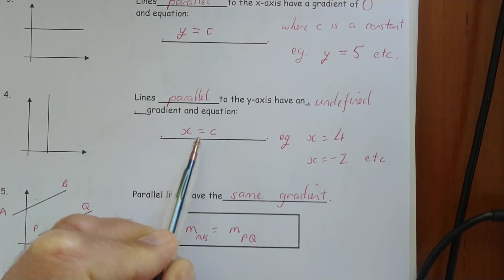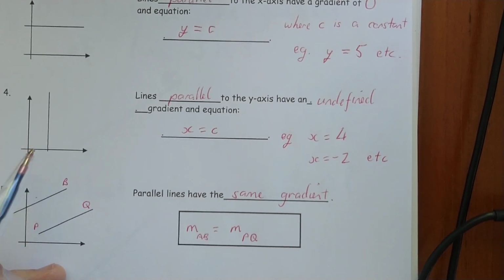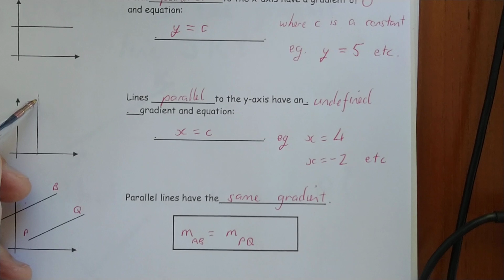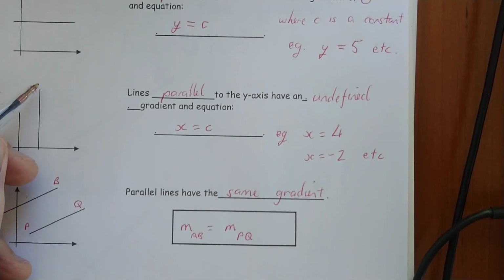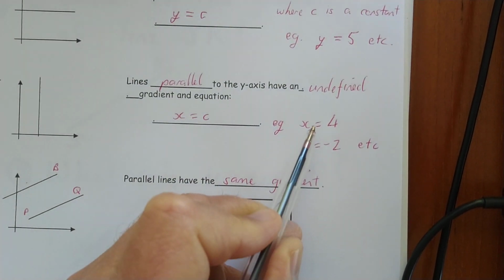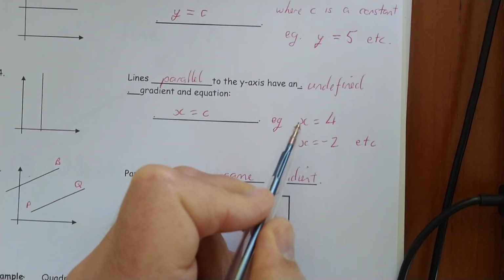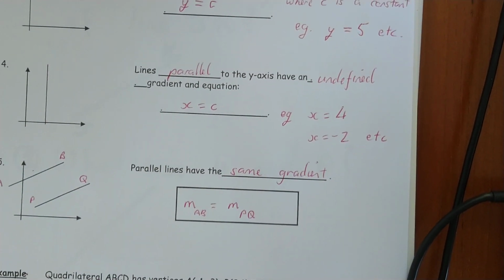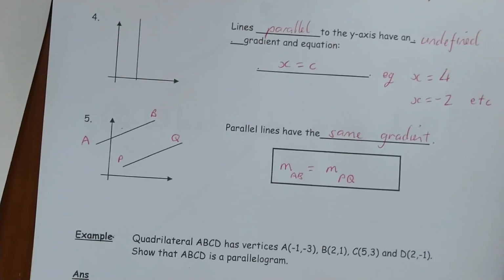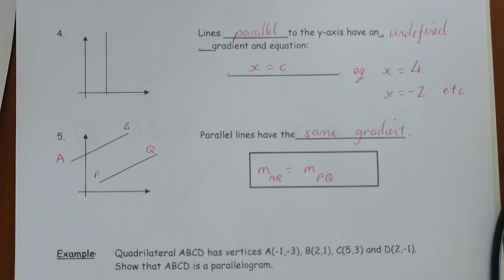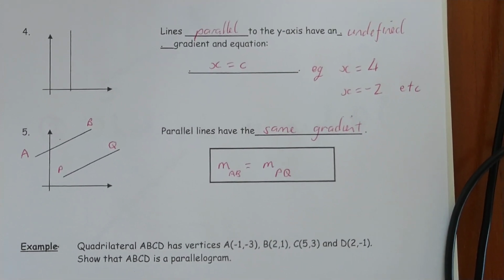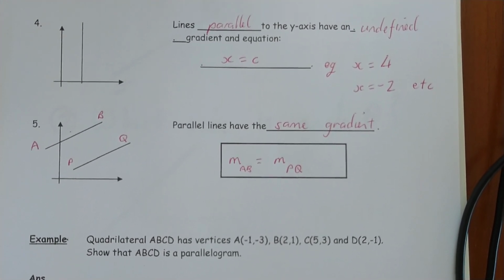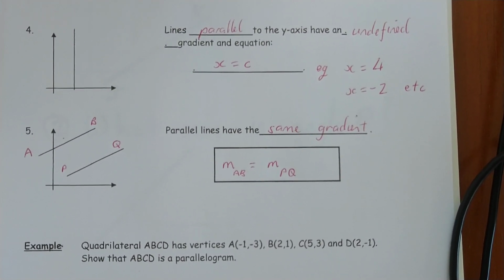So the equation is x equals a constant. So this could be, if this is, for example, the point (4,0), that'd be (4,1), (4,2), (4,5), (4,7), (4,12). The point is x is always 4. Of course, it could be on the other side of the y-axis, and so x could be negative. Not a problem with that. And then finally, parallel lines, by definition, have the same gradient. In fact, if two lines have the same gradient, it proves they must be parallel.